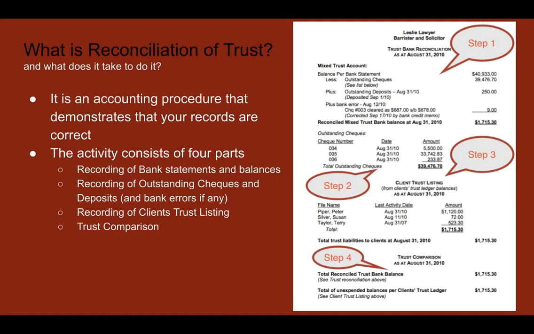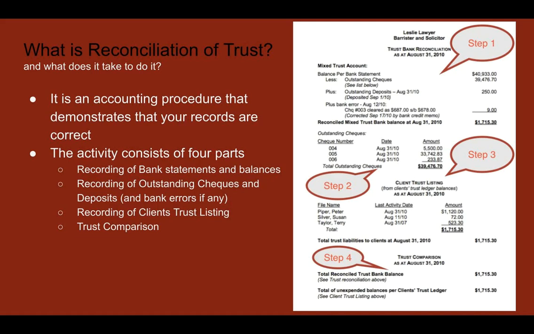It gives you how much each client is holding. It could be only one client holding all the money, or it could be several clients holding that money. So as you all see here on step 3, the client's trust listing is nothing but a summary of balances of all clients. Let's put it that way.